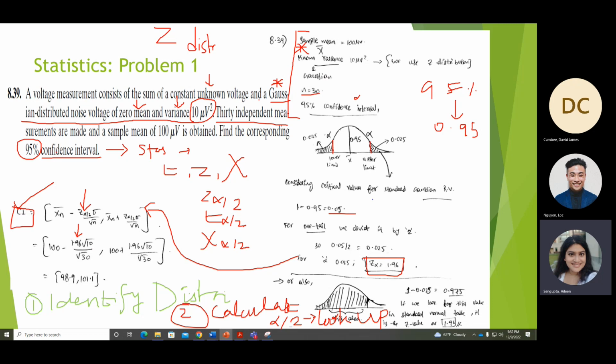Why? 30 independent measurements are made. You're not given N equal to 30, but there are specific types of number of measurements that are getting made. So that N will be 30. That is why it's square root of 30. And then you just find out the interval, and that's your full answer.